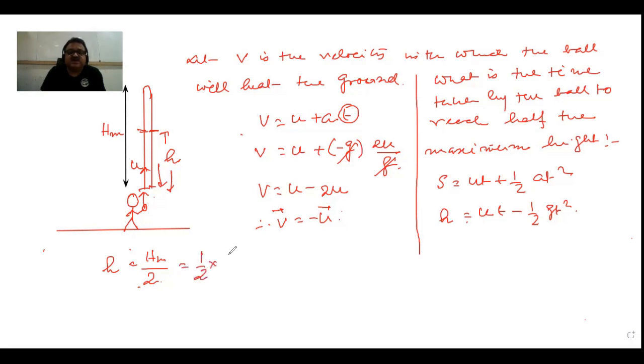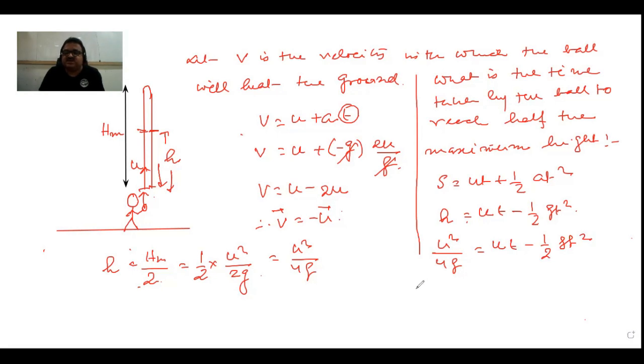So the value of the maximum height is u square by 2g. Correct? Then half of it is u square by 4g. Because we know v square equals u square plus 2gh, so u square equals 2gh, and h is equal to u square by 2g. Now let us replace this value: u square by 4g is equal to ut minus half gt square.